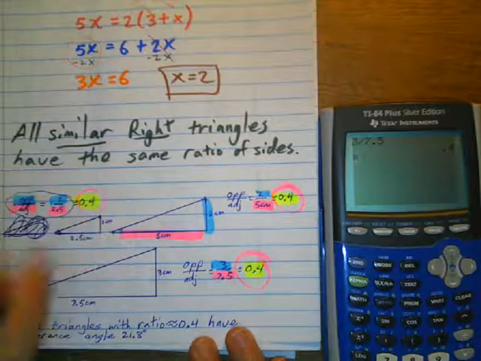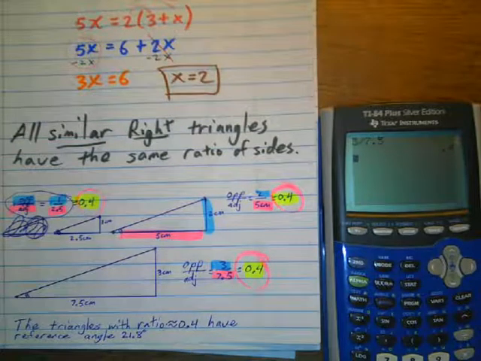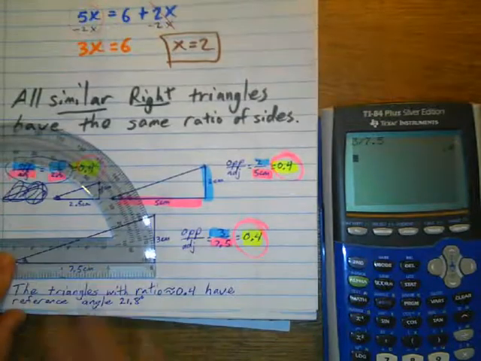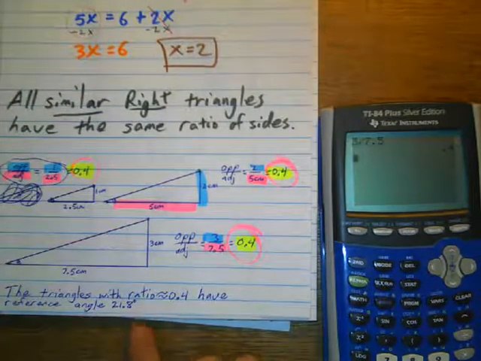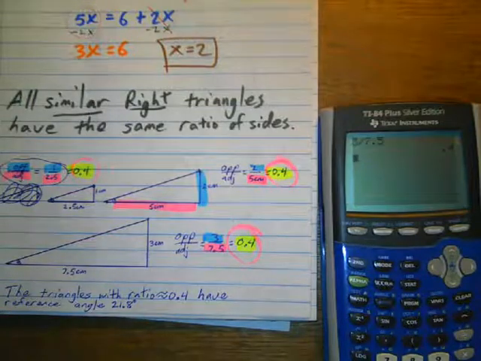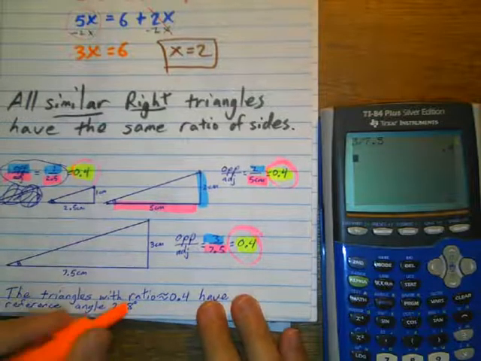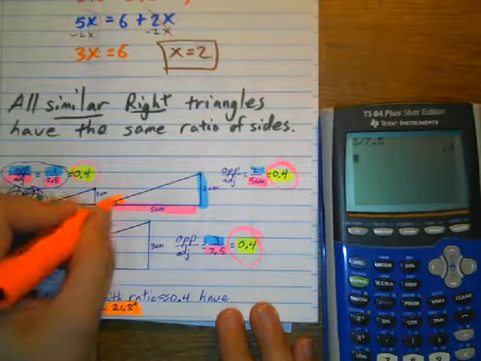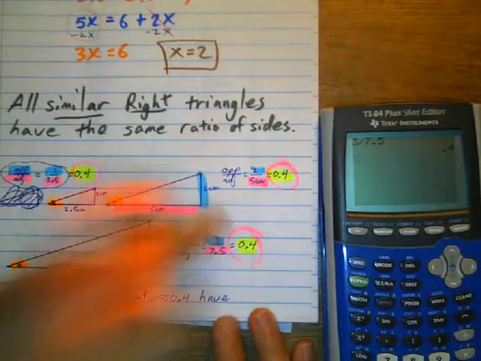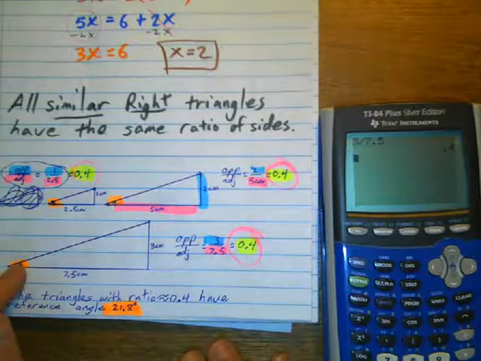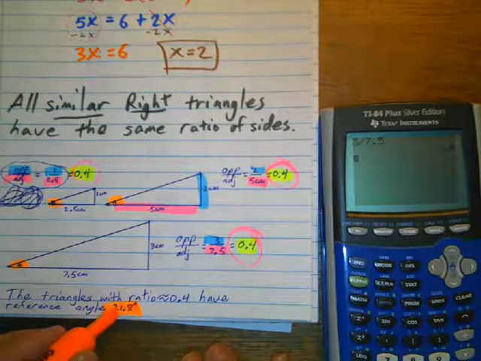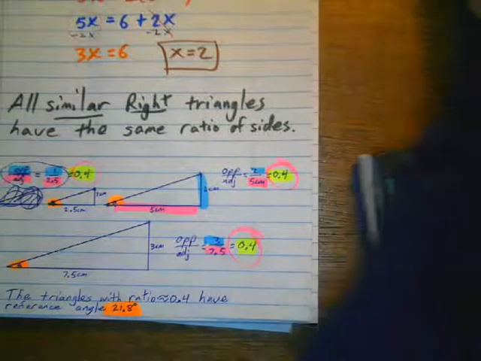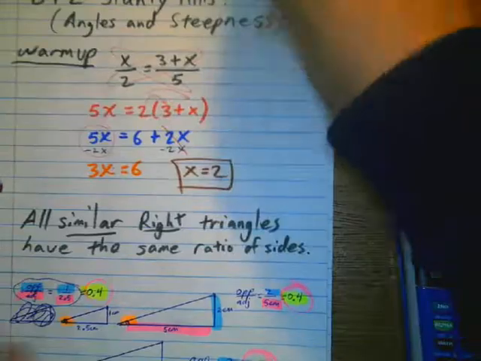And so if I use my protractor and measure this angle, I'm going to find out that this angle is 21.8 degrees. So the key here to remember is whenever the ratio is 0.4, no matter how small or how big the triangle is, this angle here will be 21.8 degrees. Now let's look at some other examples to demonstrate the same thing.